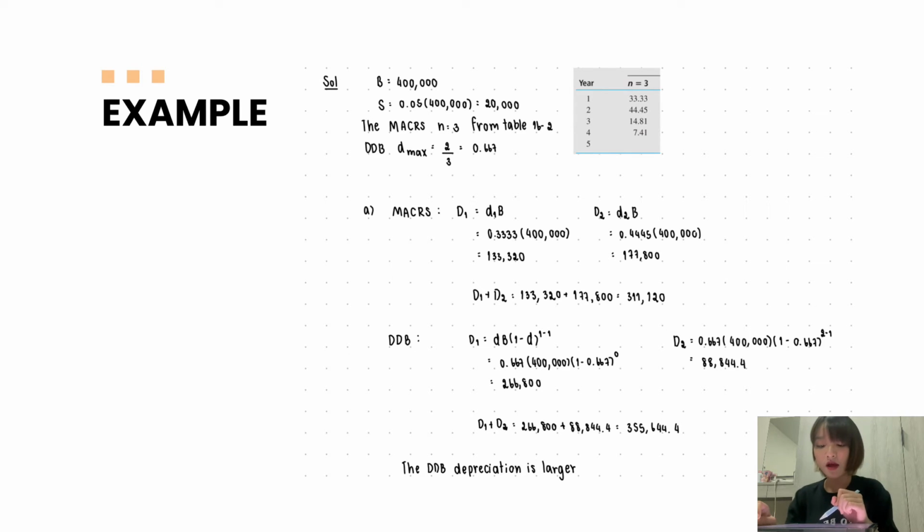Adding D1 and D2 together gives 311,120. From the DDB, depreciation can be calculated by this equation and this equation. It gives 266,800 and 88,844.4 in year 2. Adding D1 and D2 together gives 355,644.4 in DDB. So we can conclude that the DDB depreciation is larger than the MACRS.